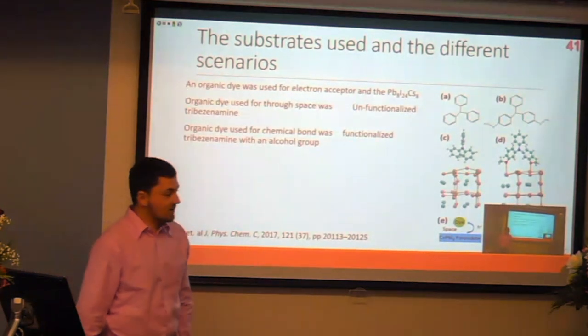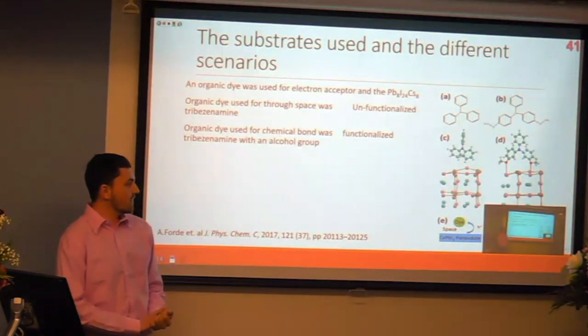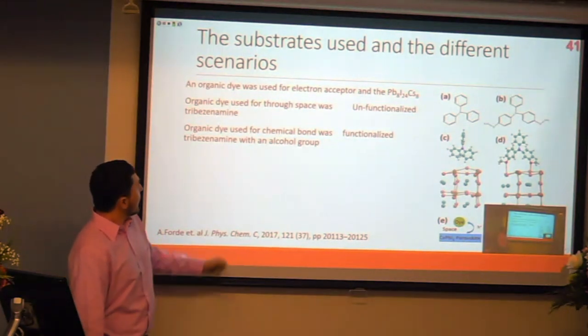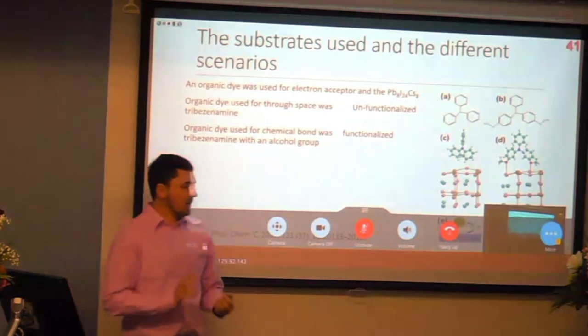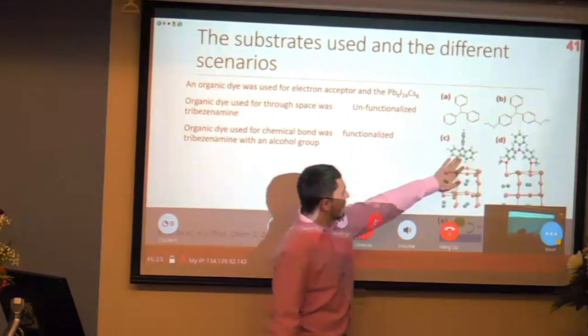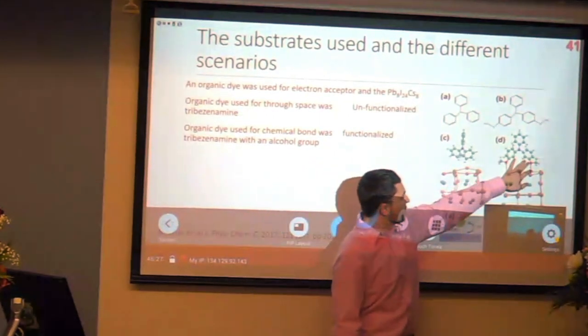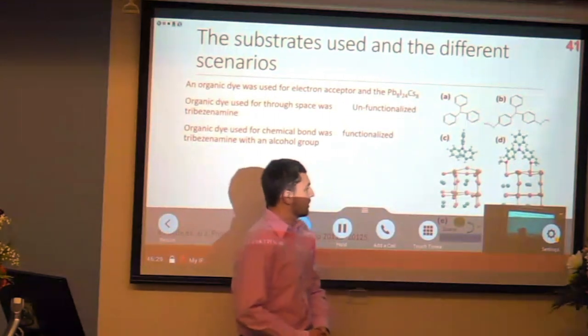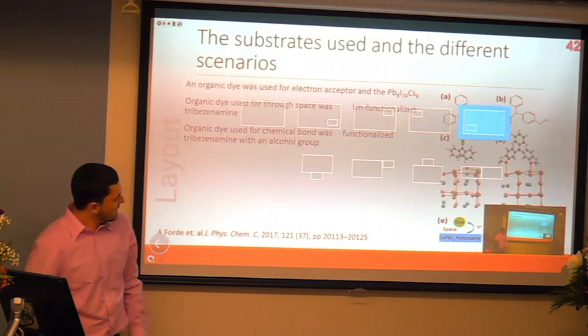So the substrates, as we discussed before, are a lead halide perovskite and an organic dye of tribenzylamine. We had two different types of the dye. We had the unfunctionalized one, which was just the tribenzylamine, and then the functionalized one with the methanol group. So these are just the substrates we're using.